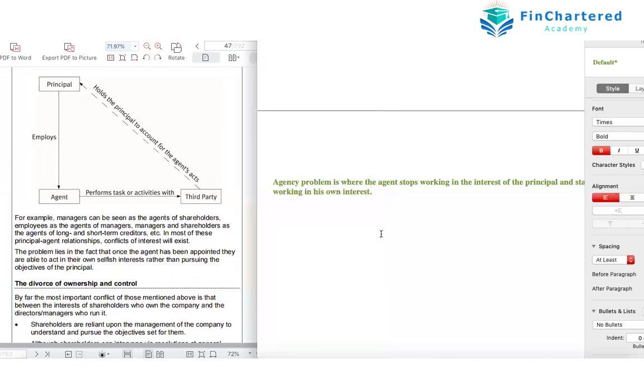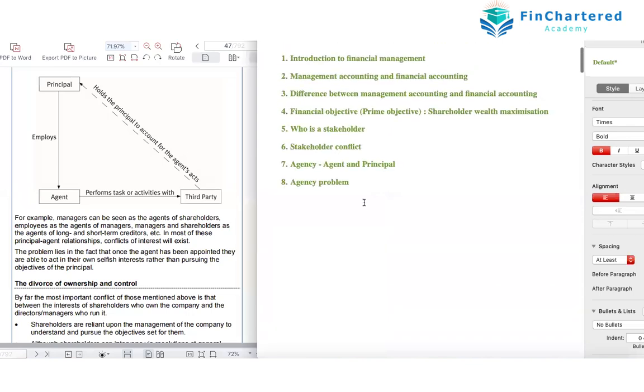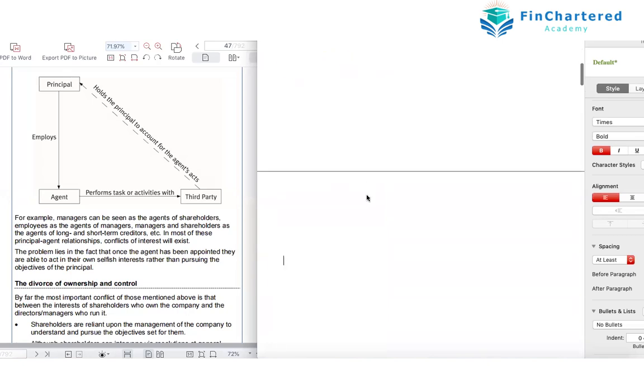Now, again, they've used an interesting word, divorce of ownership and control. I'll just explain. We will make them get divorced and we will go for the break. I'll just leave it at divorce because when it is seen in the LMS, people will get curious. What is it? Who is getting divorced?